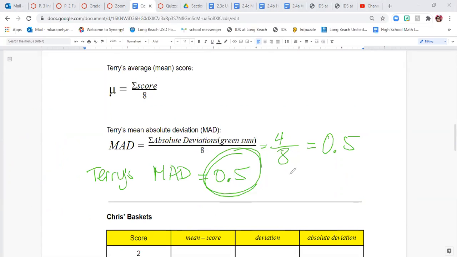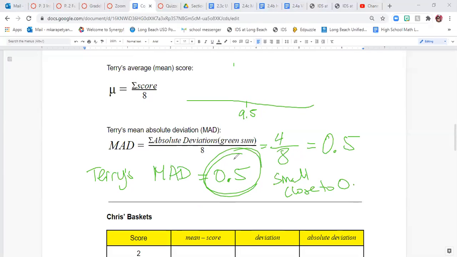Small. Okay, so this is very small, right? It's close to 0. So what does this mean? What does a mean absolute deviation represent? Well, it's kind of saying, if I have my number line, here's my mean. This is my mean value, 9.5.